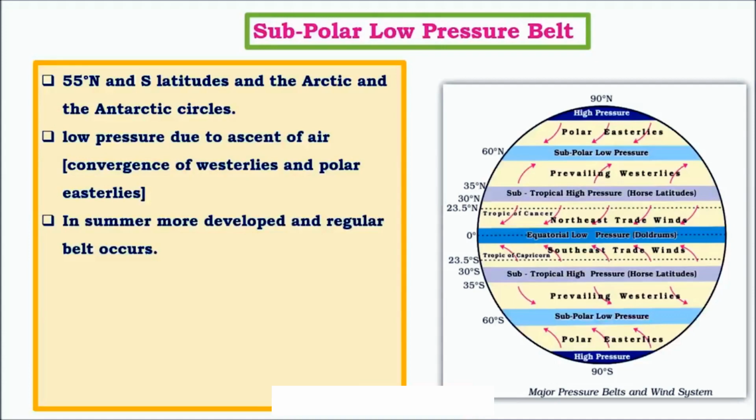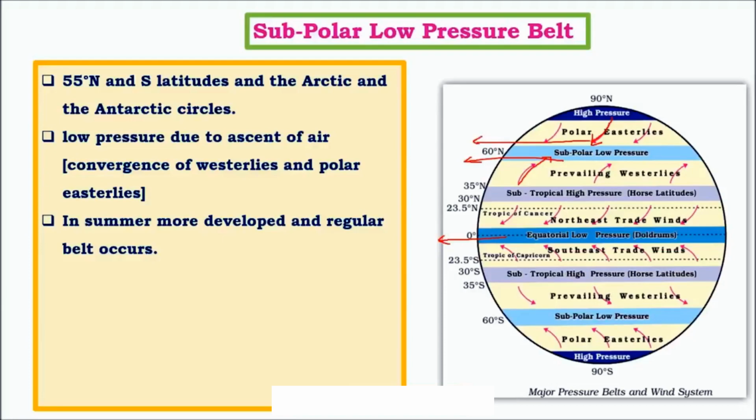Low pressure is due to ascent of air and convergence of westerlies and polar easterlies. So just like at the equatorial low pressure belt, there is upliftment or ascent of air. There are two winds blowing towards the subpolar low pressure belt. One is westerlies, which are coming from the subtropical high, and the other is easterlies, which are coming from the polar high. These two winds converge at the subpolar low, and hence a huge amount of pressure is created in this region, and these winds, due to a blocking effect, are uplifted. This upliftment creates a belt of low pressure between the uplifting air masses. So this belt is called the subpolar low pressure belt.